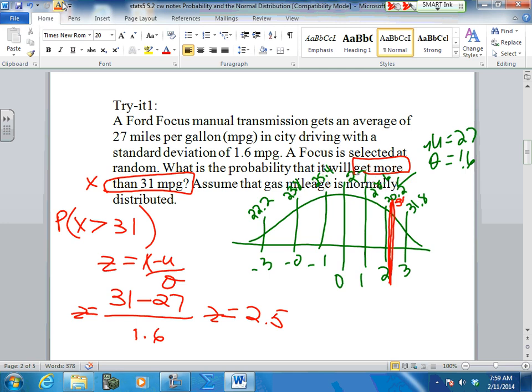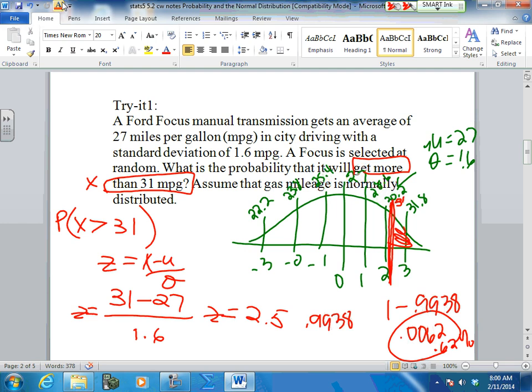Now, we look that up. When we find your area for 2.5, we find it as 0.9938. Does that area look like it could possibly be 99%? So what do we do? Subtract it from 1. So you subtract it from 1, and you get 0.0062, which is, if we move this over, slightly less than 1%. It's a less than 1% probability that the Ford Focus we select at random actually gets more than 31 miles to the gallon.